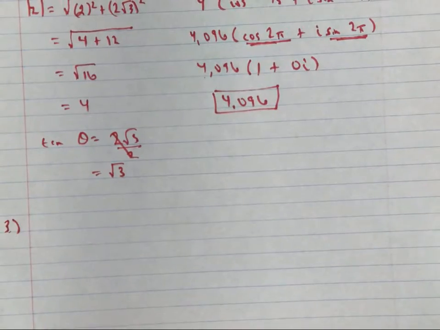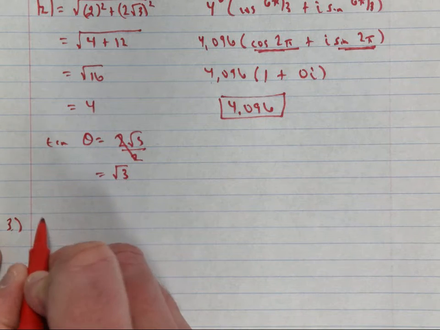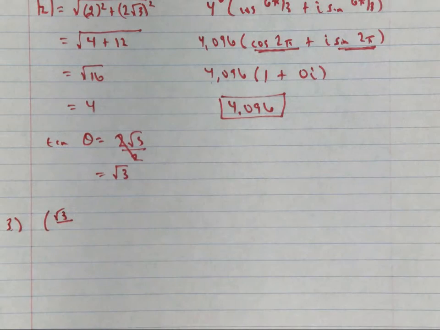All right, let's look at one more. I'm gonna break it down. Number 3. What is 3? Last thing for the day. Square root of 3 over 2 minus 1/2 I.